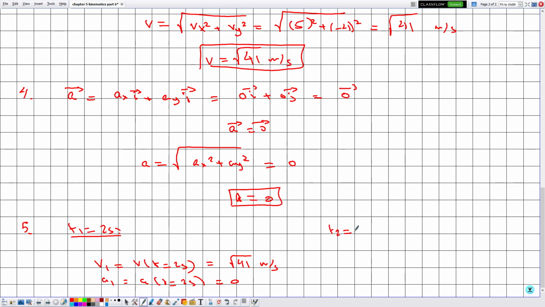Now as for t2 equal to 5 seconds, v2 computed at the instant t2 equal to 5 seconds is given by square root of 41 meter per second because this is time independent, and a2, which stands for the acceleration computed at the instant t2 equal to 5 seconds, is equal to 0 since this is time independent.